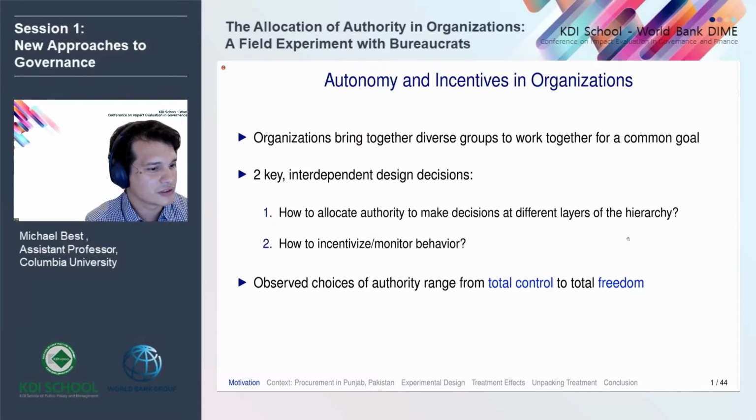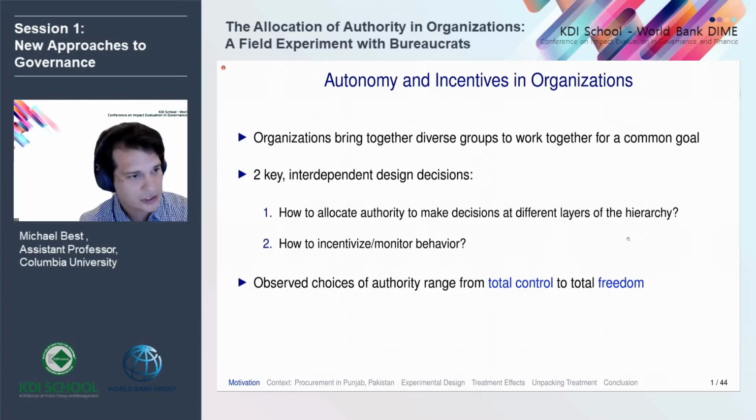And so we are going to define an organization as an entity that's going to take a diverse group of individuals and bring them together in order to work together towards a common goal. So if the organization is, say, a business, then they're working towards the common goal of making profits. But in the public sector, they're usually working together towards the common goal of delivering public services or public goods.